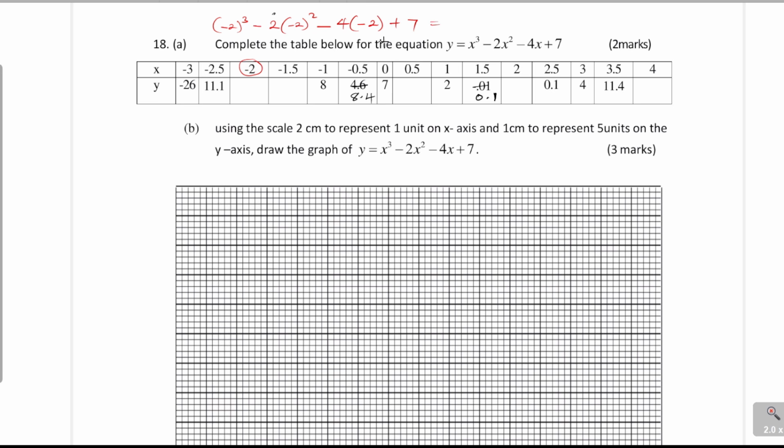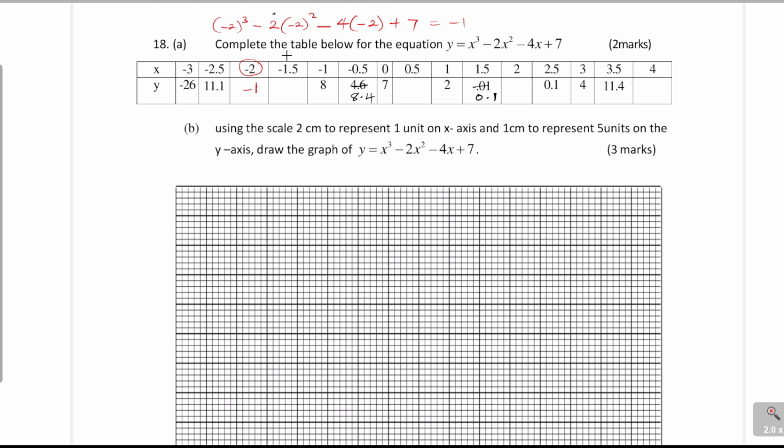Feed everything like this using a calculator. Remember to put the brackets as well. Once you're done, press equals, and this one should give negative 1. So that is how you're supposed to do it for all the others. It is negative 1. So for all the others, do the same.